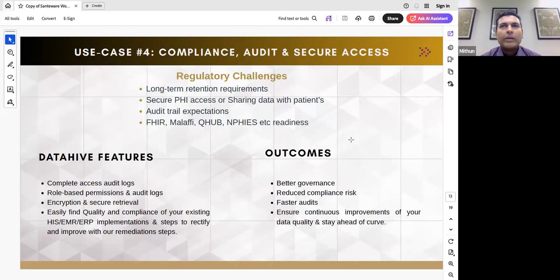And again, you have to augment or aggregate all that data from different systems. It's the same use case where we archive from multiple applications, clean it, structure it, make it FHIR compliant, make it NABH compliant, or make it easily shareable with external agencies for whatever the use case is. So you have the complete audit log, role-based permissions, and encryption, and you can easily comply with the quality standards and ensure that your hospital continues getting those certifications to provide the highest patient care possible. Now, all this has indirect benefits in terms of governance, compliance risk, and audits, and it gives you a continuous improvement of your data quality.